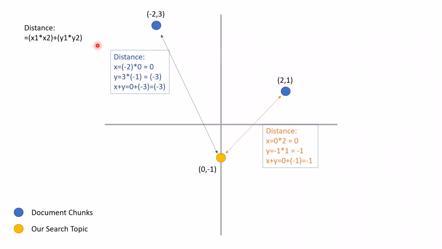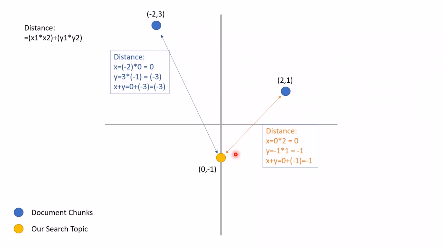So what we want to do first is calculate the distance between each of these points. For just 2 dimensions, you multiply x1 and x2 by each other, and same thing with y1 and y2. So -2 times 0 is 0, 3 times -1 is -3. Then we add them together, so x plus y is -3. The -3 is the distance in this case. And down here, we can see the distance is -1.